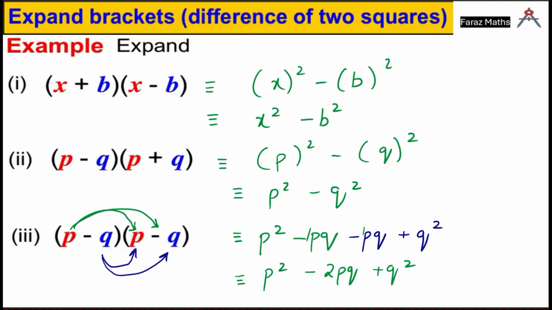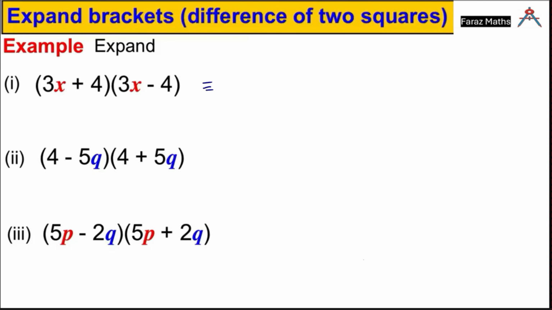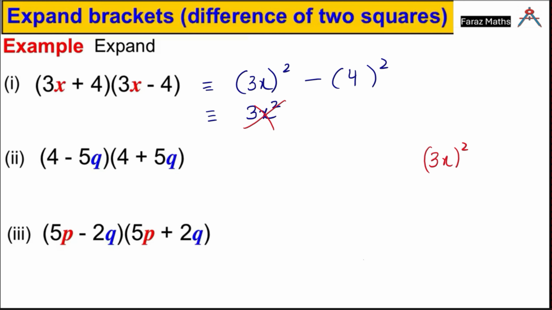Okay, coming to the next, here we have 3x plus 4 and 3x minus 4. Here again, the first term is squared and the second term is squared. The first term is 3x and the second term is 4. 3x whole square means, so here some students make this mistake that they write 3x square, but that's wrong, because 3x whole square means 3x times 3x. So 3 threes are 9, x times x is x square. So this is 9x squared. And minus 4 squared, that is minus 16.